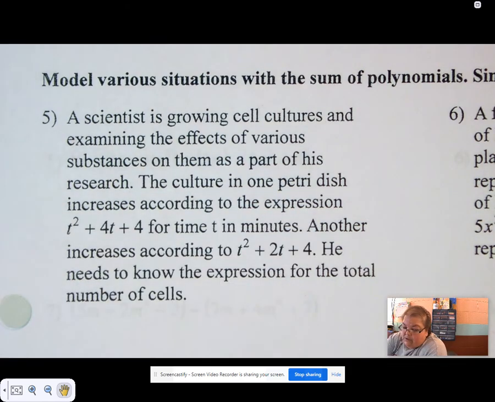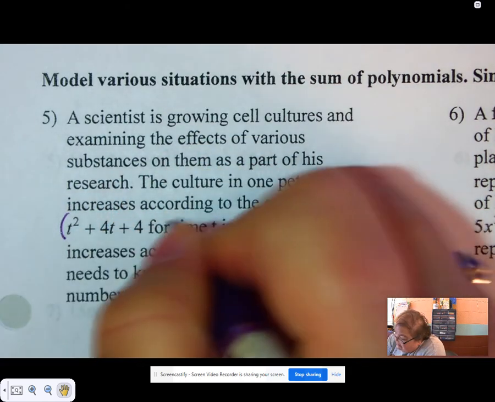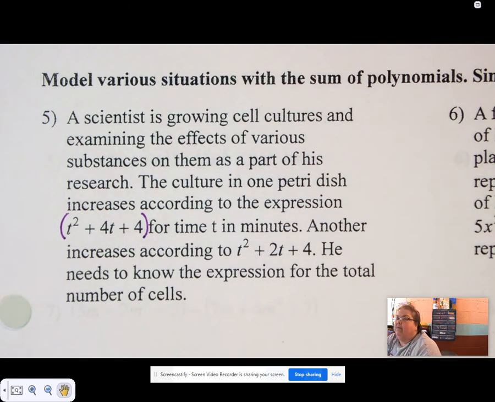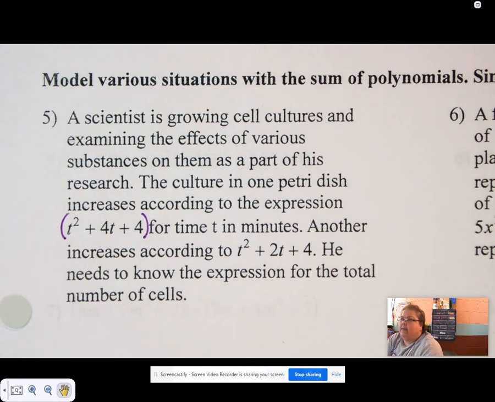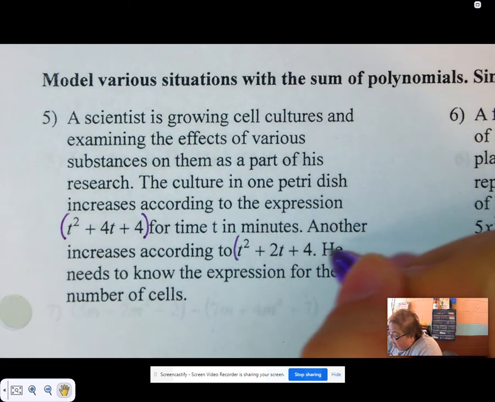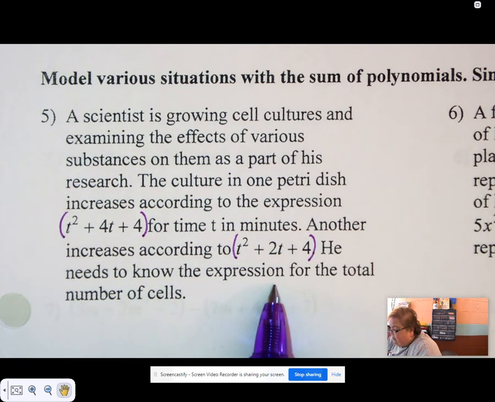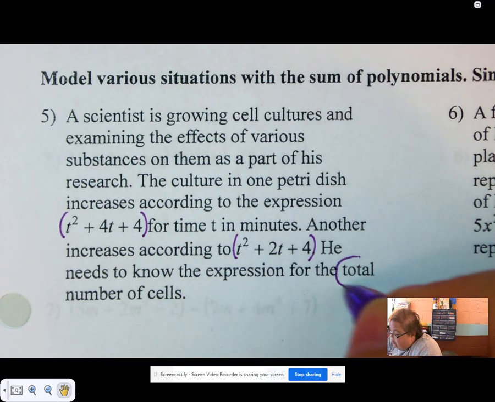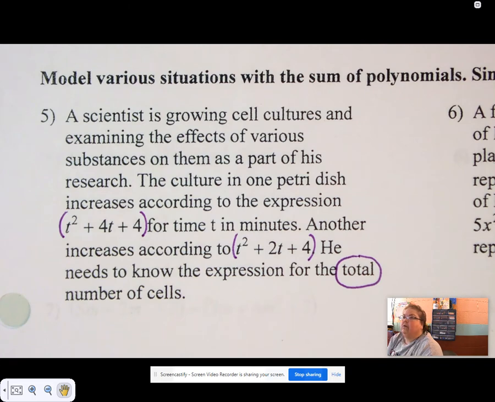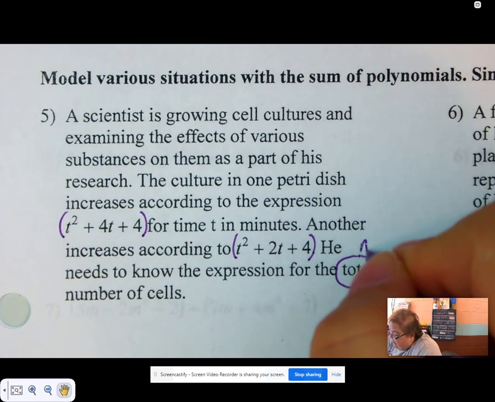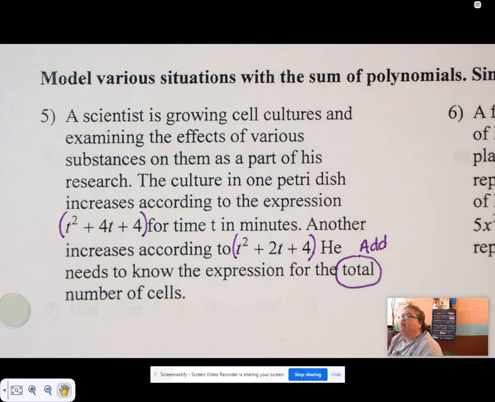So I'm going to go ahead and put parentheses around my first polynomial for time in t minutes. Another increases, and then here's my other polynomial. I'm going to put parentheses around that, so I know which two polynomials I'm going to combine. I just need to know if it's adding or subtracting. And the last sentence is going to tell us. He needs to know the expression for the total. That means I'm doing what? Adding. If I want a total, I'm going to add.